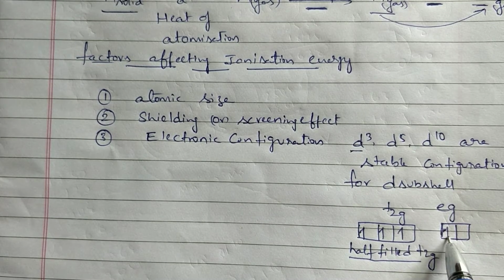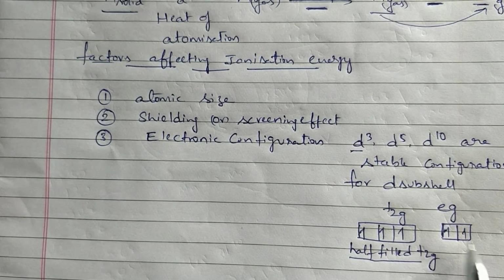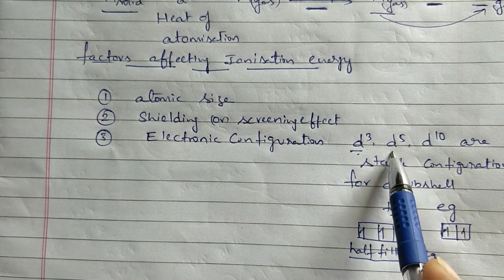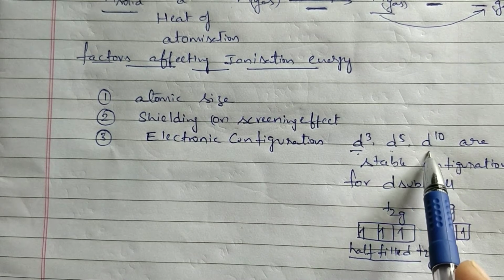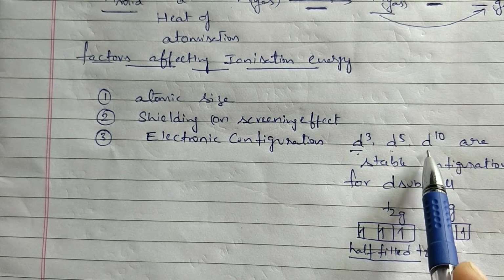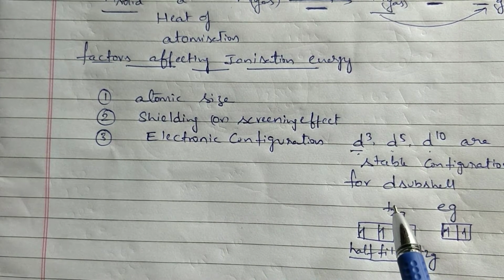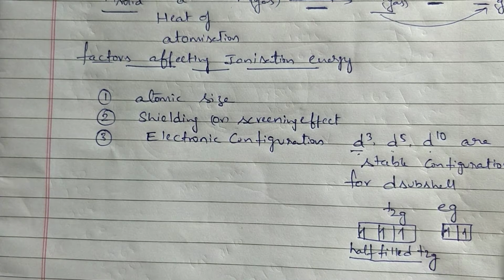d5 is a totally half filled stable configuration. d10 is a completely filled configuration. This is half filled t2g. This is the d subshell half filled. This is the fully filled d subshell. Those are very stable configurations. It requires a very high amount of energy to remove an electron from these configurations.